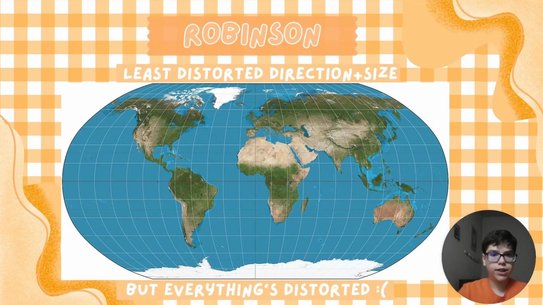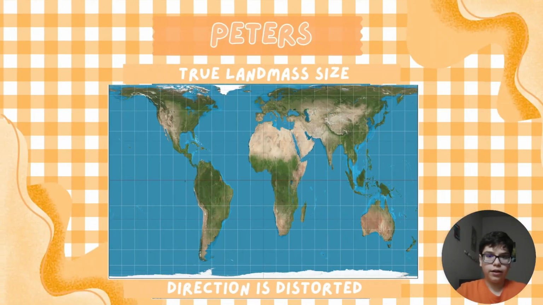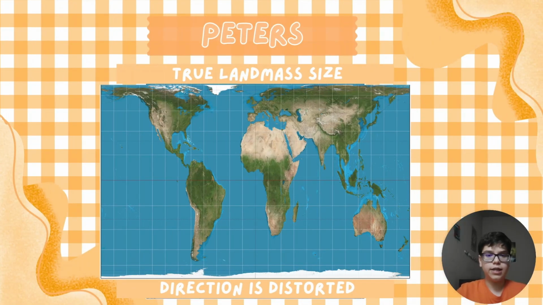Okay, now let's go over the Robinson. The Robinson is the one you've seen most probably, and this is because it's the least distorted when it comes to direction and size. But the con when it comes to this map projection is everything's distorted. Up until now, everything had at least one part that was true and the others were extremely distorted. This one, everything's distorted by a little bit. Usually you're going to see this now, but you need to know that this is the most accurate representation, but every single thing of it is false.